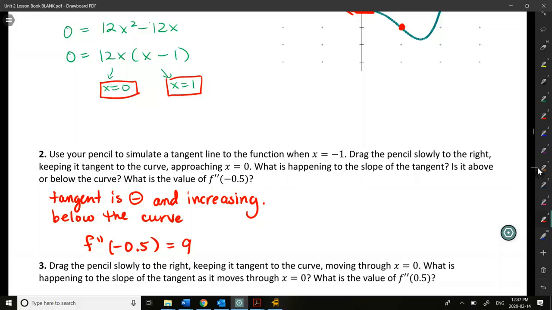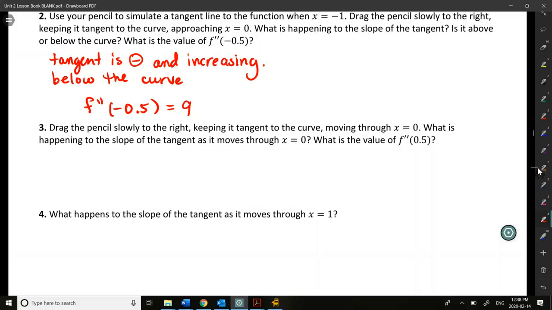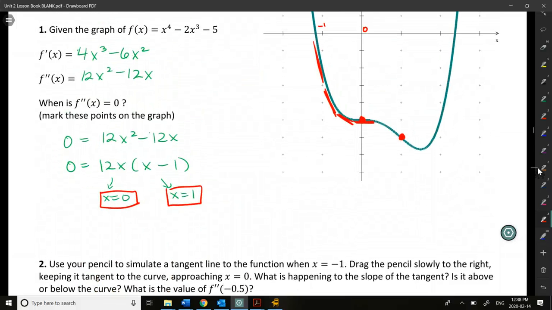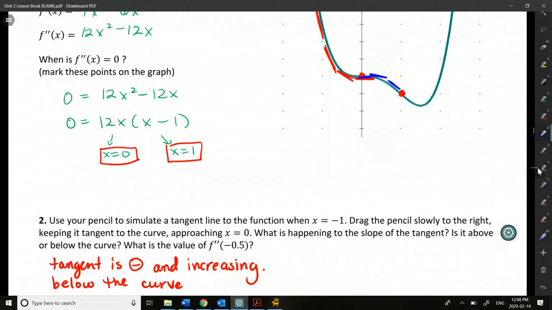Okay, we'll unpack a little bit more what this can help us with. But now I want to keep dragging our pencil to the right. We'll keep it as a tangent line to the curve, going from 0 toward the right. Let's do this in blue. So if we start at 0 and move forward from there, what happens? It's negative and now decreasing.